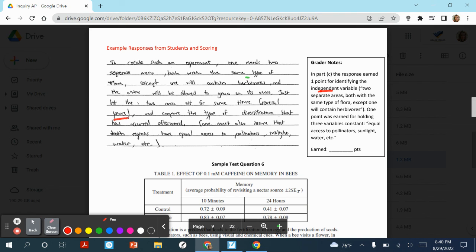Then they did say one must also ensure that both regions have equal access to pollinators, the same amount of sunlight, and the same amount of water. So they did give me 3 constants. I give them 1 point for the independent variable. I would give them 1 point for telling me those 3 things to keep constant. And then I would give them a point for doing this over a long period of time, and that's going to increase the validity. So I would give that person 3 out of 4 points for that design.